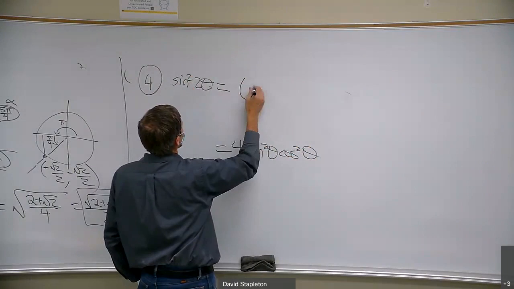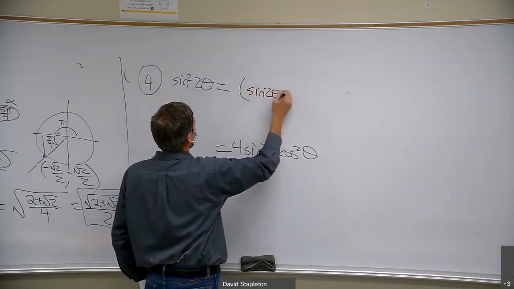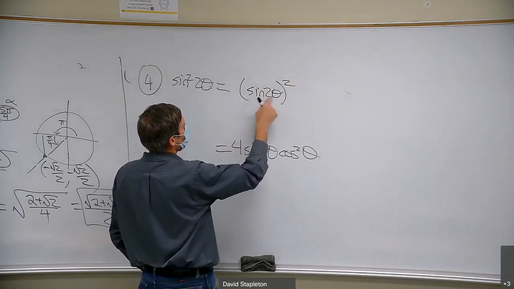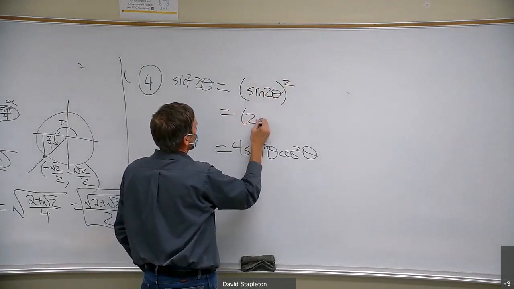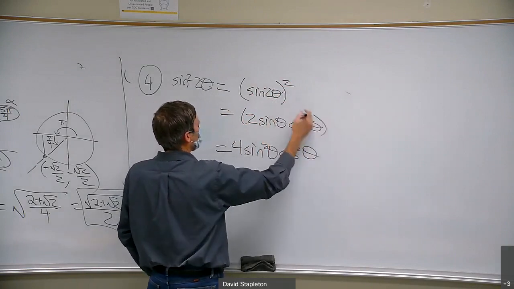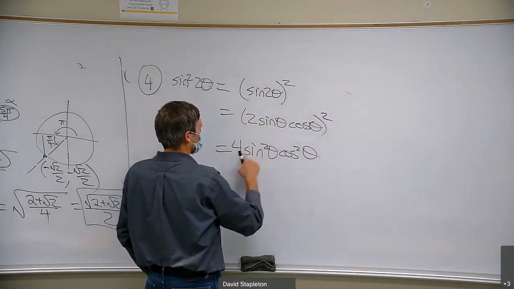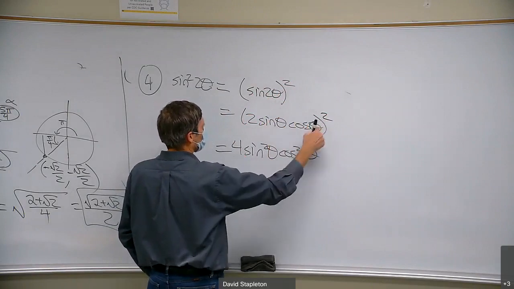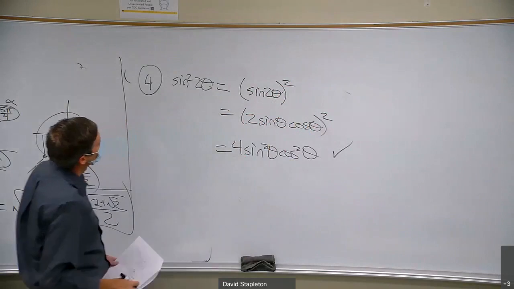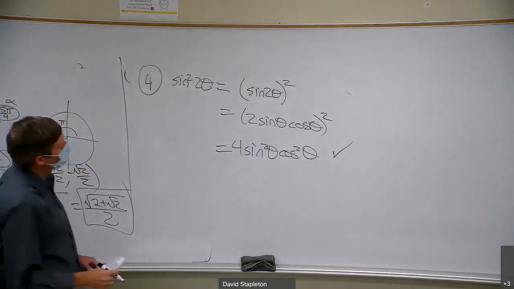Sine squared means take the sine and then square it. That's what this notation means, right? Now you write the double angle identity as 2 sine theta cosine theta, and that's it, right? Because 2 squared is 4, sine squared is here, cosine squared is here. There it is. So that's all there was to that one.